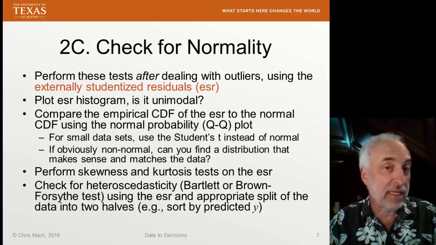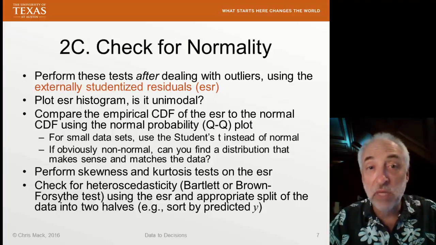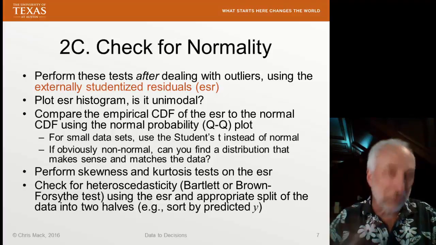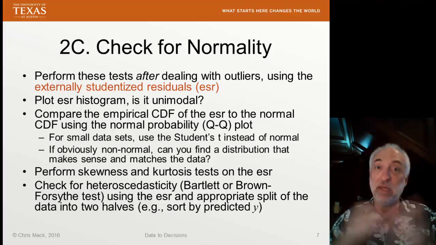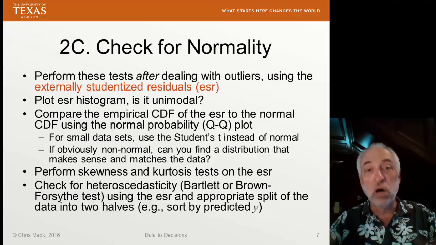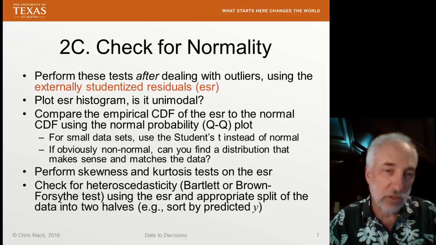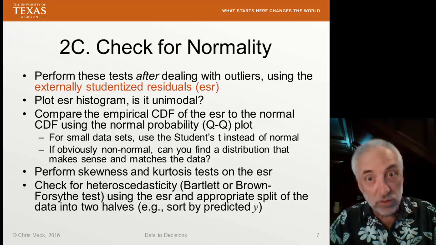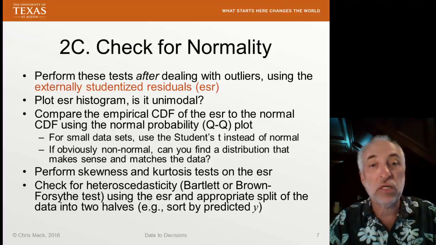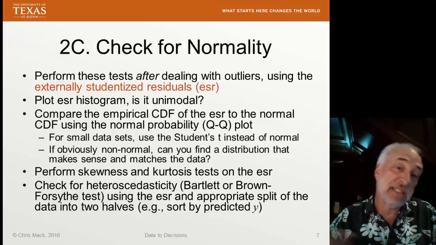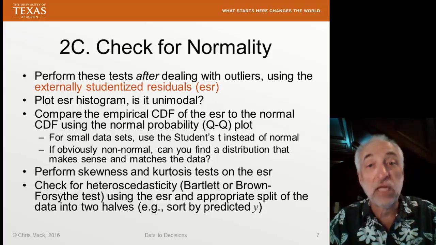We'll plot the ESR as a histogram and ask, is it unimodal? That's the only thing we're going to really get out of our histogram, if we see two modes or one. Normally we'll see just unimodal data, so that'll be fine. Then we'll do the real work, which is to create a normal probability plot or a QQ plot. From that, we can see if it looks like we have light tails or heavy tails or skewed data.